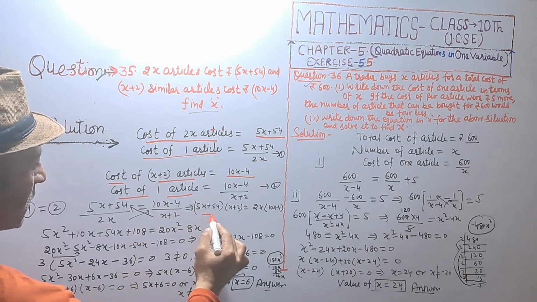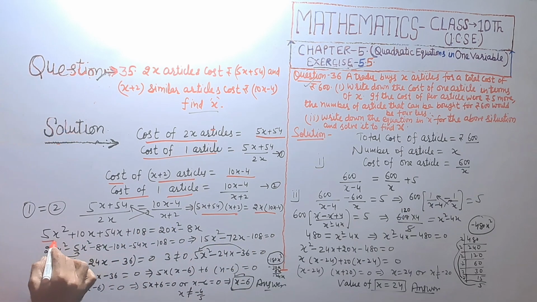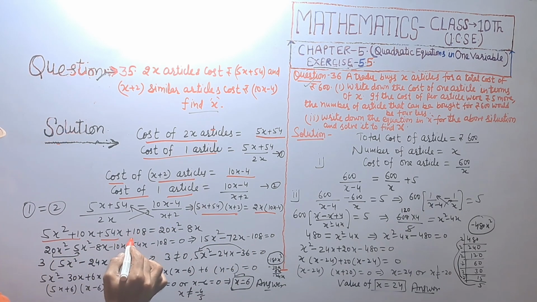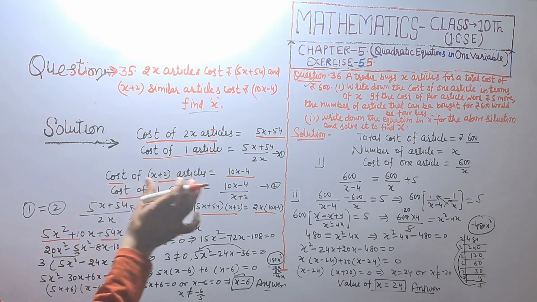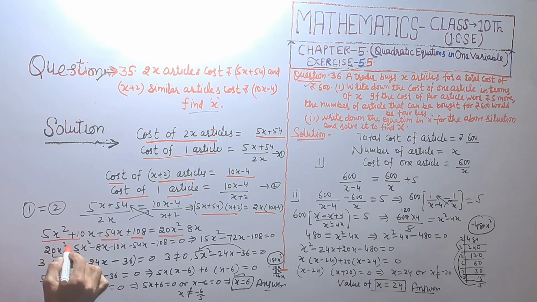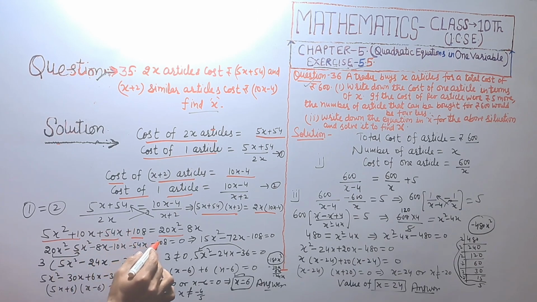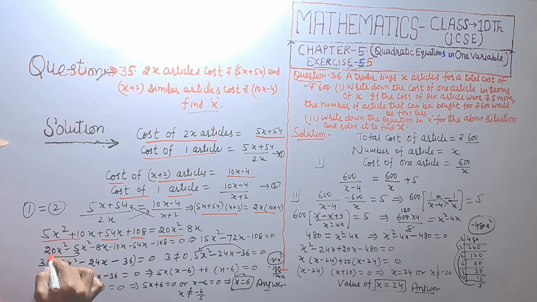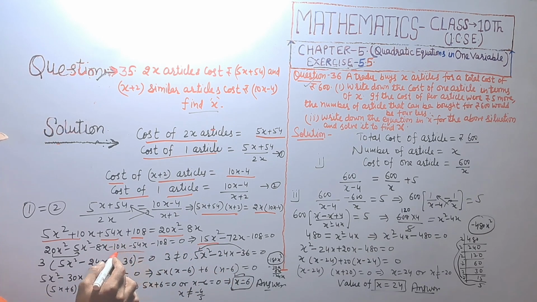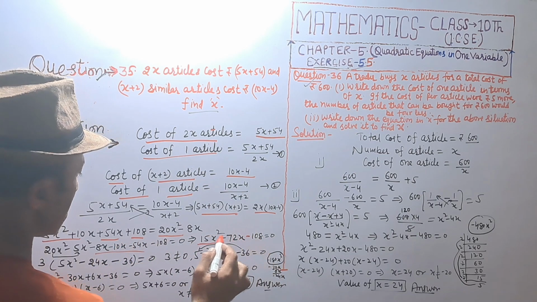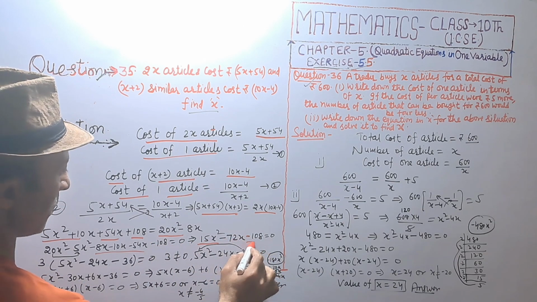Cross multiplying, we get 5x squared plus 10x plus 54x plus 108 is equal to 20x squared minus 8x. We are shifting the left side to the right, so all signs change. 20x squared minus 5x squared is equal to 15x squared. And the sum of 8x, 10x, 54x is 72x, minus 108 equal to 0.